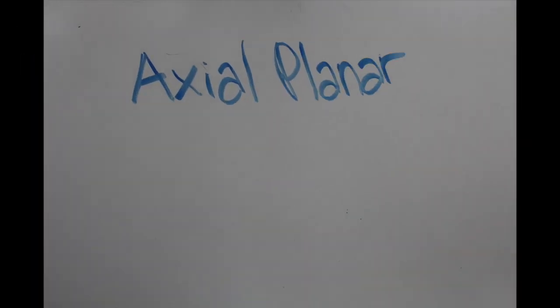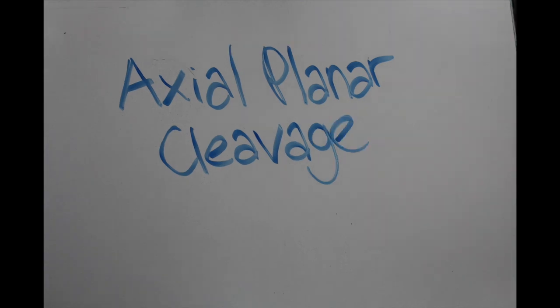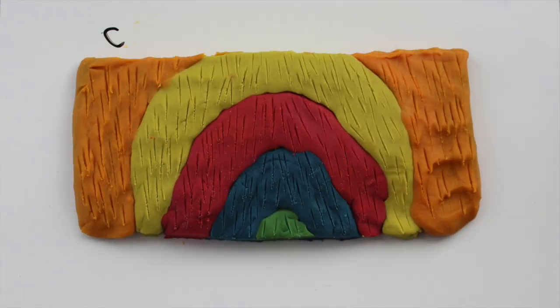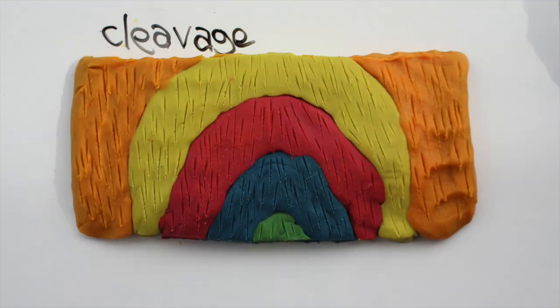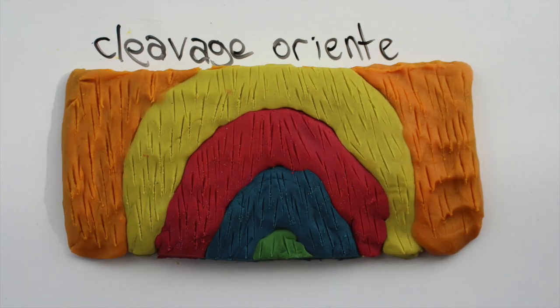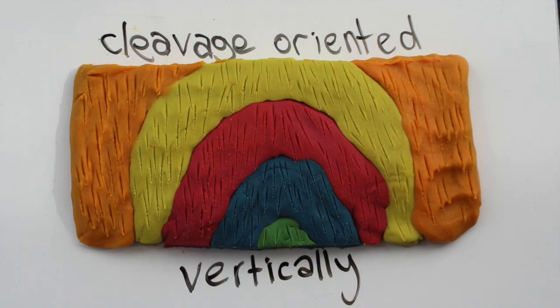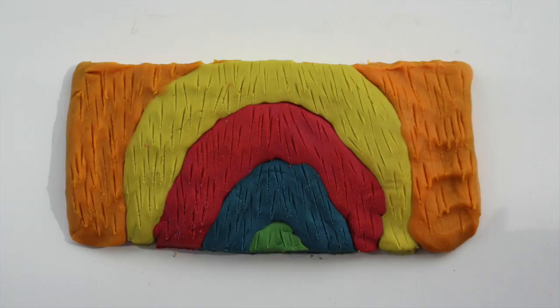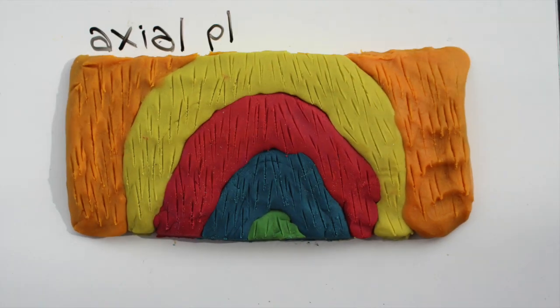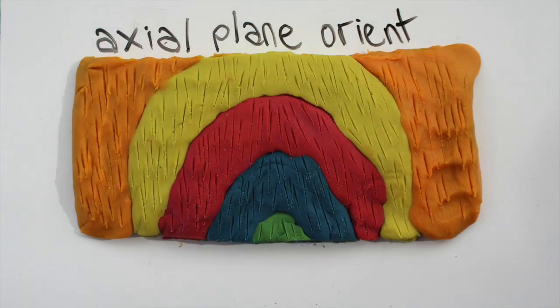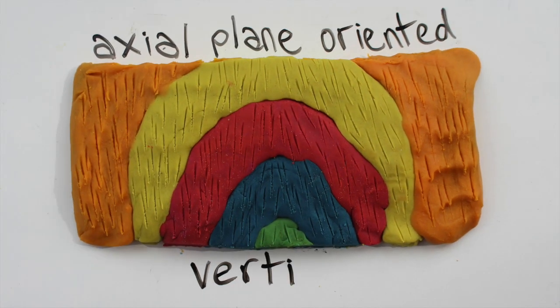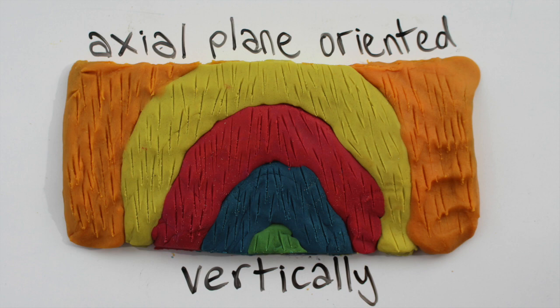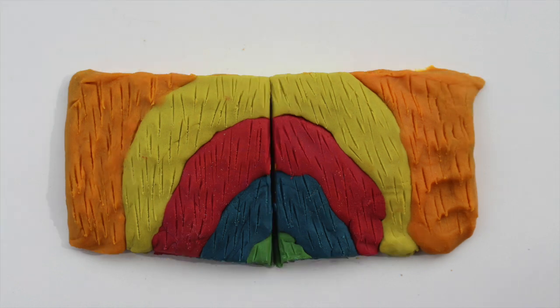Now, let's use these concepts to look at axial planar cleavage. Axial planar cleavage is when the geometry of the cleavage planes is lined up with the geometry of the fold. This occurs when mineral-rich rock is first folded due to pressure, and then the mineral grains are elongated and turned. They are trying to line up with the axial plane, giving cleavage planes that are orientated parallel to the axial plane of the fold. These two kinds of deformation occur at roughly the same time.